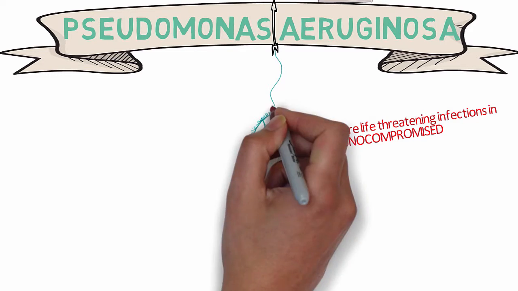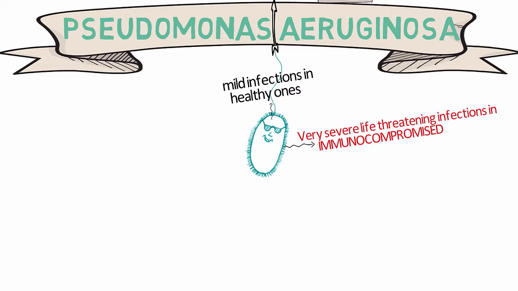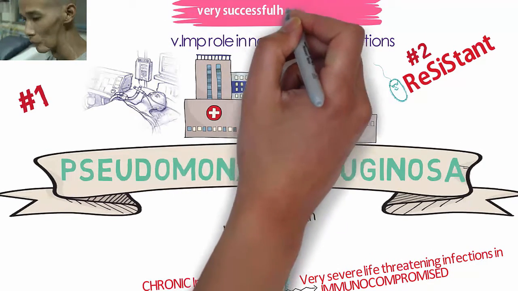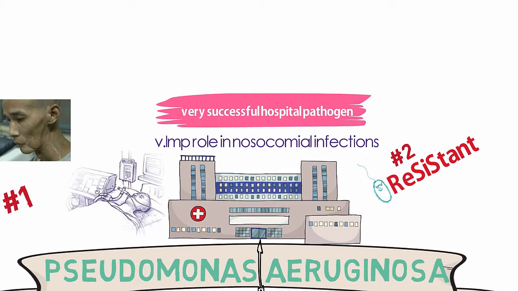It can also cause infections in healthy individuals, and it also causes chronic infections in cystic fibrosis patients. With this information and these facts, you are able to appreciate that Pseudomonas aeruginosa is a very successful hospital pathogen. What ecological factors make Pseudomonas so successful?